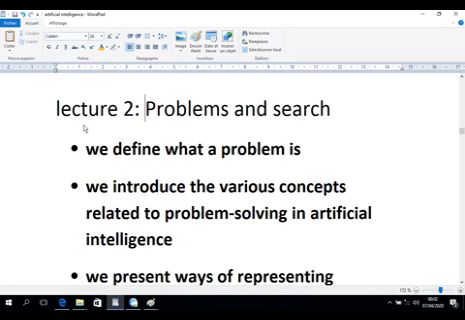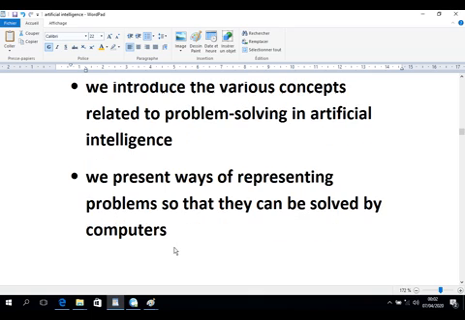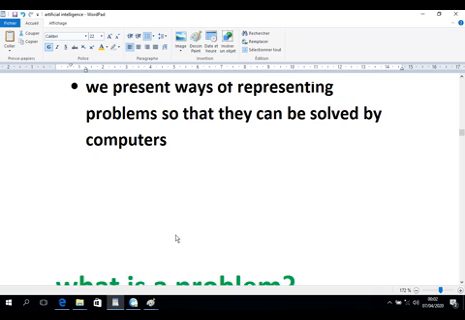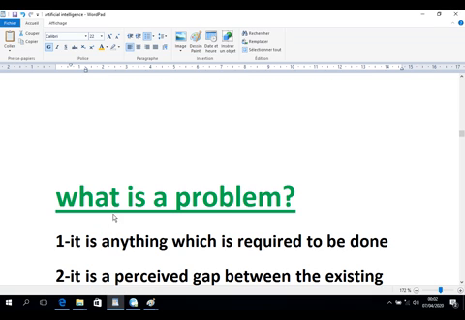Welcome back. In this second lecture, we talk about problems and such. So, we define what a problem is. We introduce the various concepts related to problem solving in artificial intelligence. And we present ways of representing problems so that they can be solved by computers.